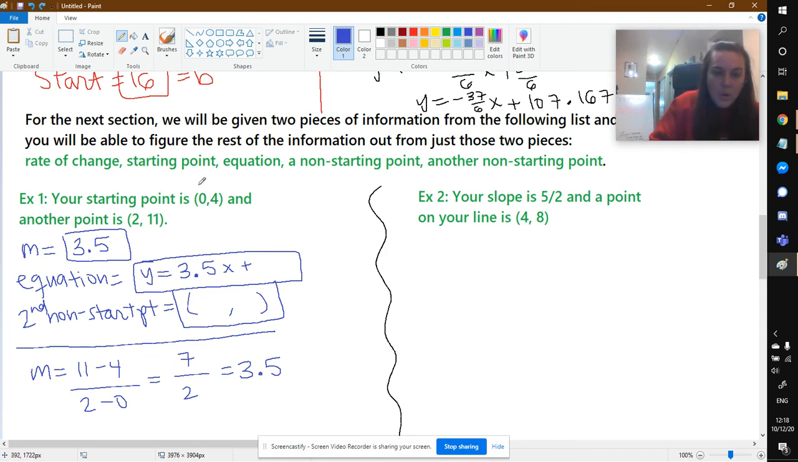We don't have to do any more calculations because we already know our starting point. Oh, we actually are asking for our starting point as well. No, we had it, so we're good. We just get to plug in 4 because we know the starting point already.